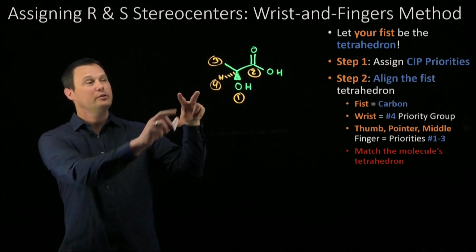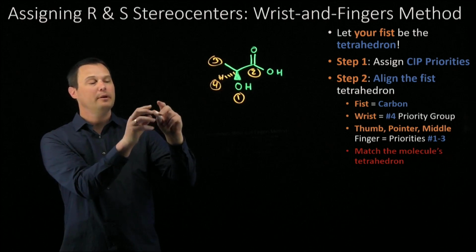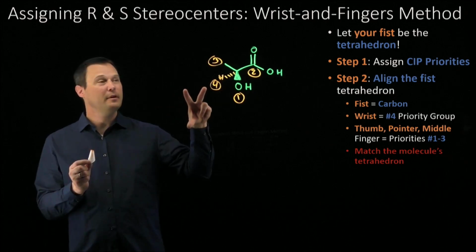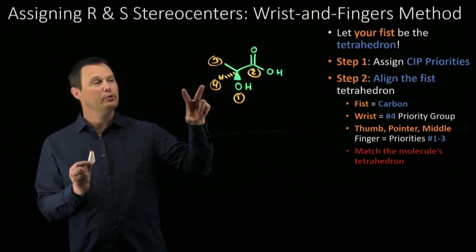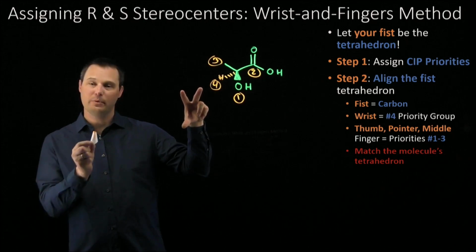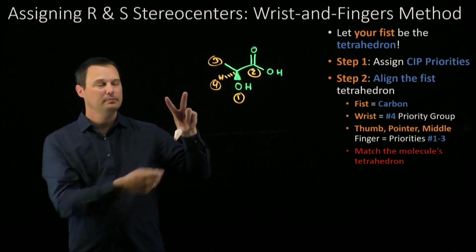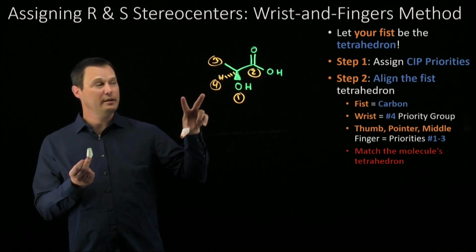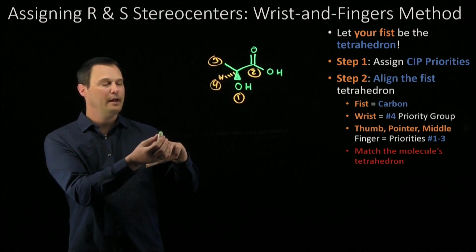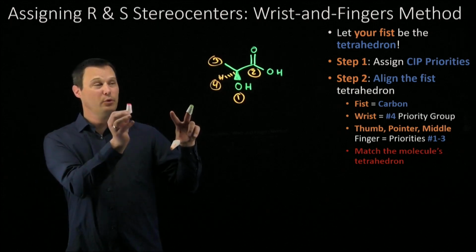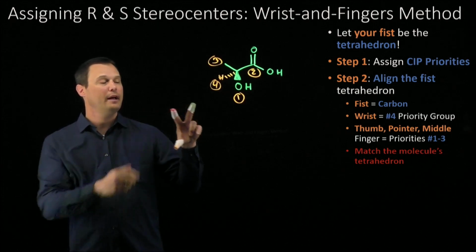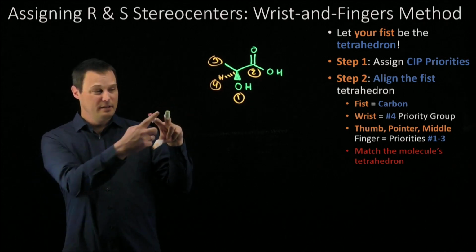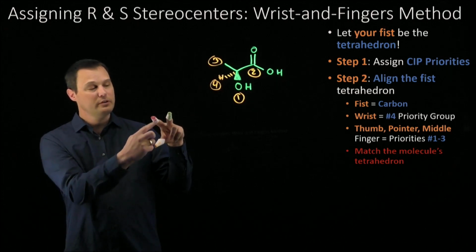In this tetrahedron, the wedge group is number 1, so I'm going to put my number 1 flag on my thumb. When I line up my fist with this tetrahedron, the number 1 group is on my thumb pointed towards me. So I'll put my number 1 flag on my thumb. The number 2 group is pointed up and to the right, that's my middle finger, so I'll put my number 2 flag on my middle finger. And the number 3 group is pointed up to the left, so I'll put my number 3 flag on my index finger. No matter what silly method you use, just make sure you know which finger is number 1, number 2, and number 3.